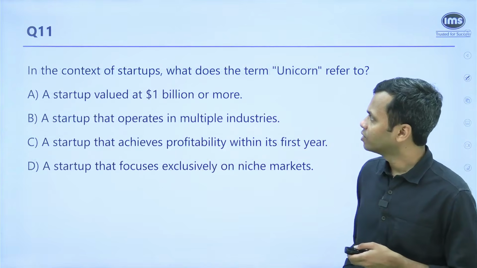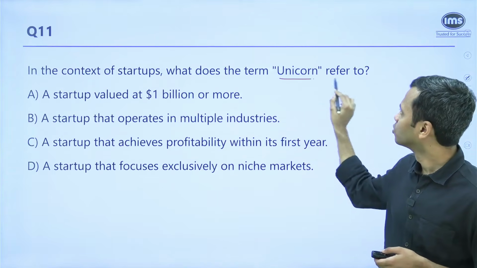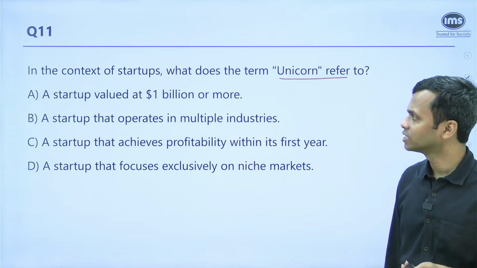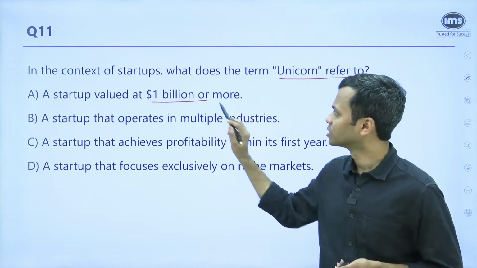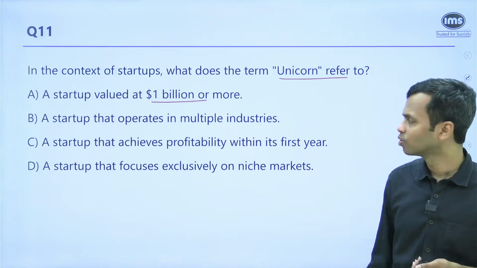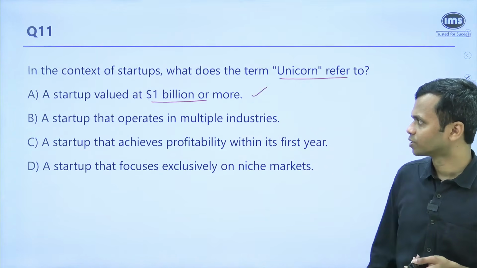Moving to question 11, in the context of startups, what does the term unicorn refer to? Now you have to know what unicorn definition is. It's a very simple thing. You just need to remember this number. Okay, so it's a startup which is valued at $1 billion or more. We have the answer in the first option itself.